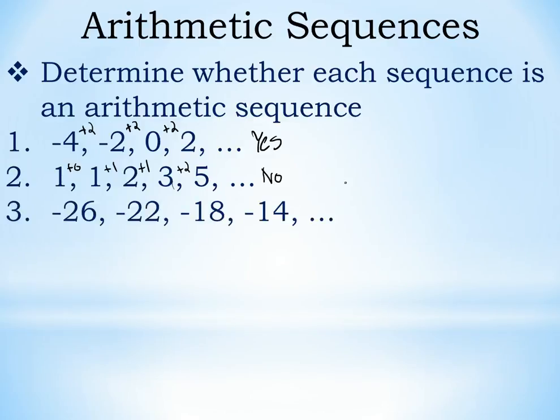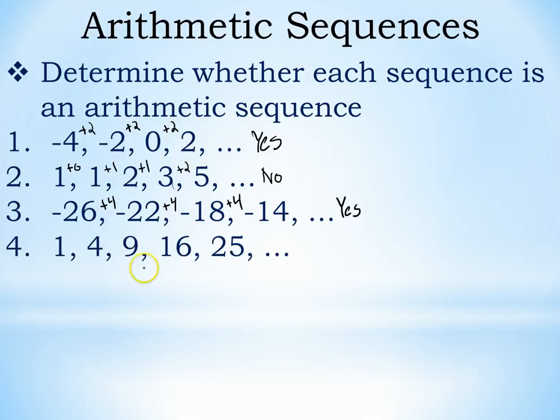This next one, we have -26, -22, -18, -14. And for each one of these, we are adding 4 to get to the next number. Because I'm adding the same number over and over again, this is an arithmetic sequence.